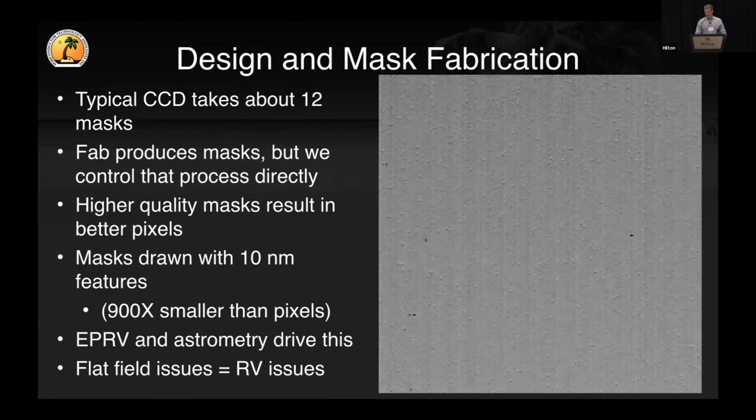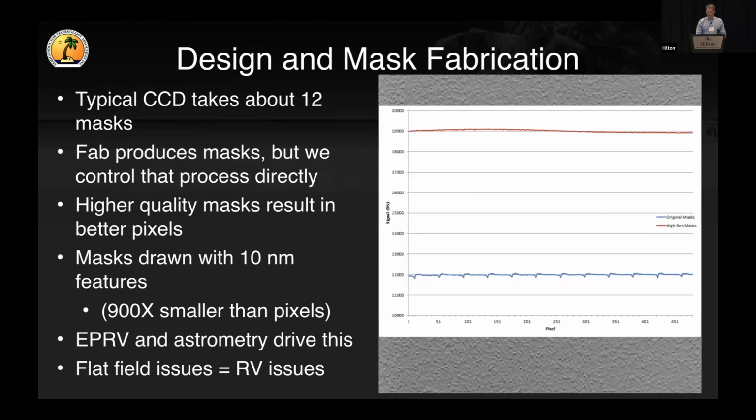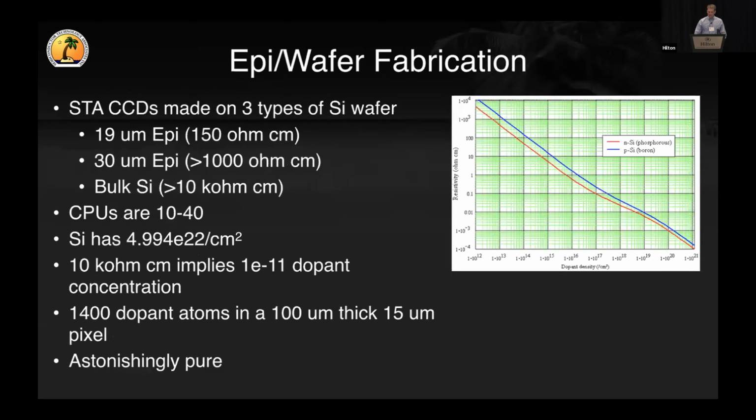So this was sort of how the original 10K mask produced flat fields, which was not a big deal for photometry users, but it is a big deal for EPRV users because that's a periodic pattern directly on top of your spectrum. This is what it looks like when you produce masks with a better resolution. You can see on the bottom sort of residual PRNU stuff. And PRNU in EPRV means radial velocity errors. So we clean that up.